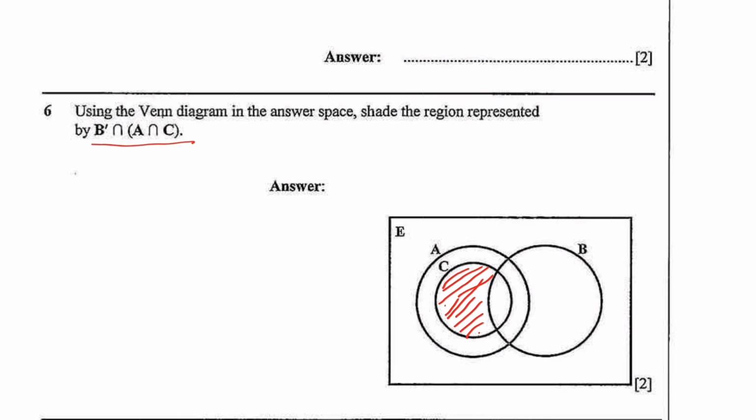Okay, we can't shade this part here. Why? Because it is not part of C. Okay, why you can't shade this part here is because it's also in B, and we're told B complement, and the complement means excluding. So it is as simple as this.